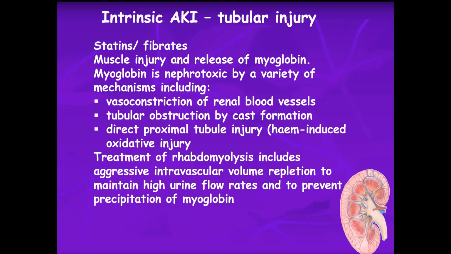So, like I mentioned, the other miscellaneous drugs like statins and fibrates can cause muscle injury with release of myoglobin. Myoglobin is nephrotoxic by a variety of mechanisms, including vasoconstriction of renal blood vessels, tubule obstruction by cast formation, and direct proximal tubular cell injury. So the treatment of rhabdomyolysis includes aggressive intravascular volume repletion to maintain high urine output rates and to prevent precipitation of myoglobin.